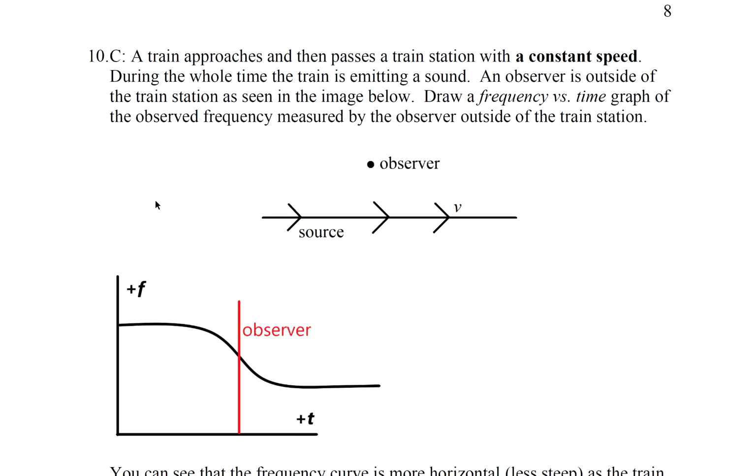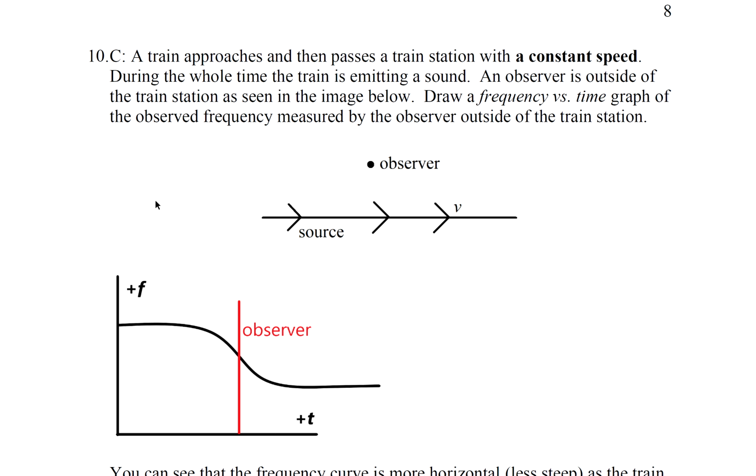Question 10. A train approaches and then passes a train station with a constant speed. During the whole time, the train is emitting a sound. An observer is outside of the train station as seen in the image below. Draw a frequency versus time graph of the observed frequency measured by the observer outside of the train station.